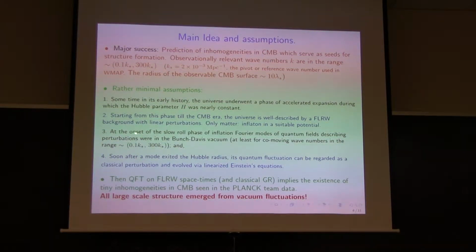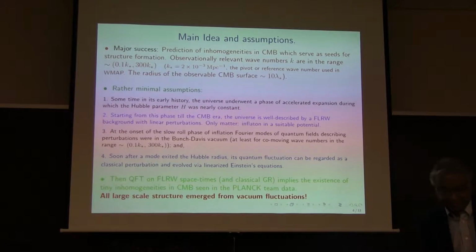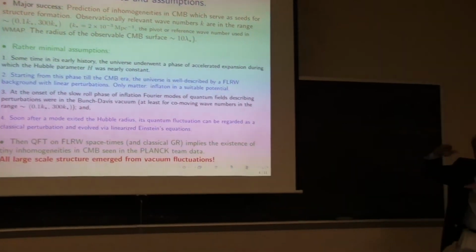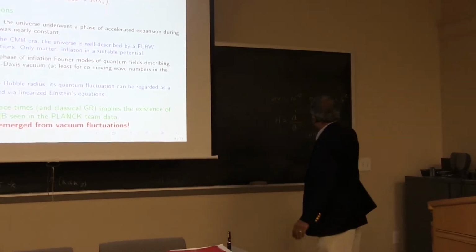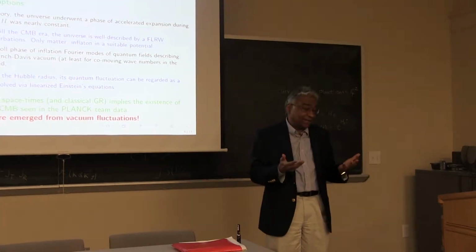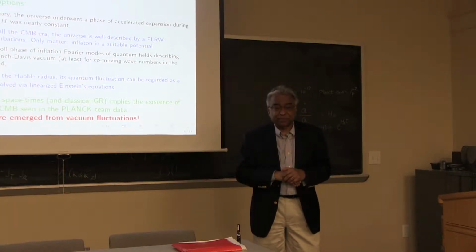And then on the onset of the slow roll phase of inflation, this is the important point, the Fourier modes of quantum fields describing the perturbations were in the Bunch-Davies vacuum. So first let me explain this. The idea is that during inflation, we got a nearly exponential expansion. As we'll see, it's not exactly exponential, but nearly exponential. Therefore, the space-time geometry is well approximated, not exactly, but well approximated, by de Sitter space-time.